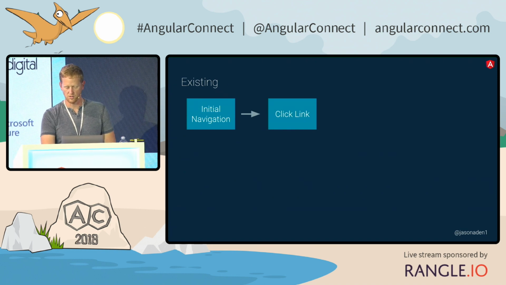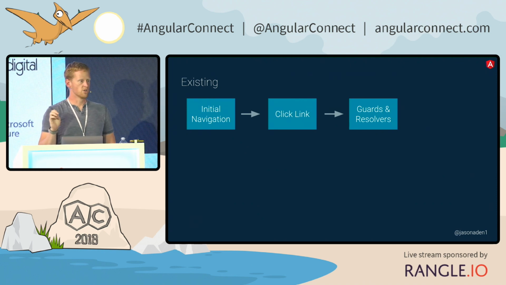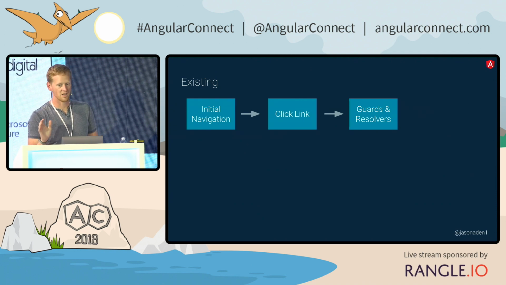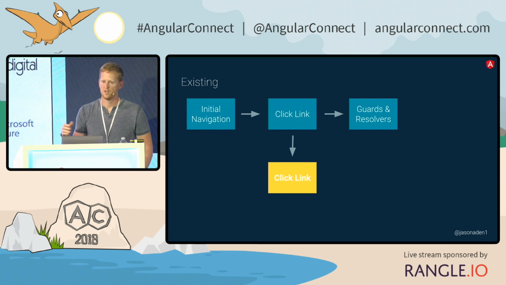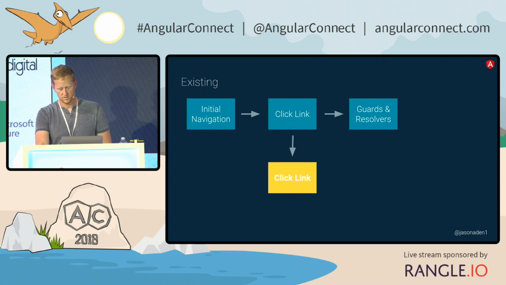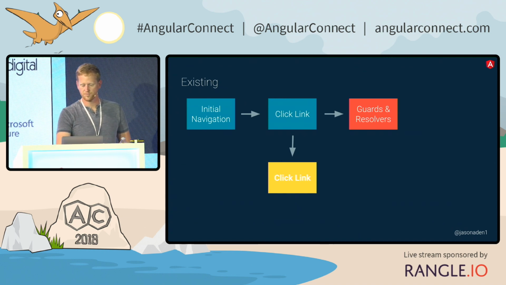We initially navigate. Say your user clicks a link. It's going to start running guards and resolvers. For really large apps, sometimes these can take a long time. While one is running, somebody clicks another link. What happens? Well, these sets of guards and resolvers continue to run, but their result is ignored. However, the new navigation was waiting for those to finish. It's less than ideal.